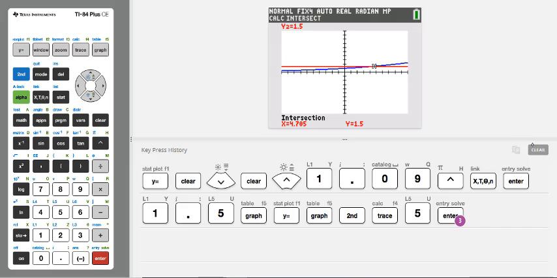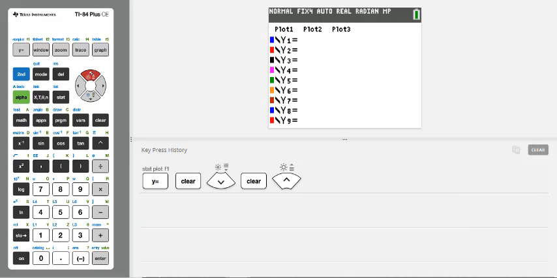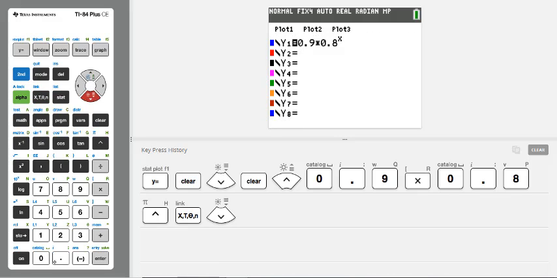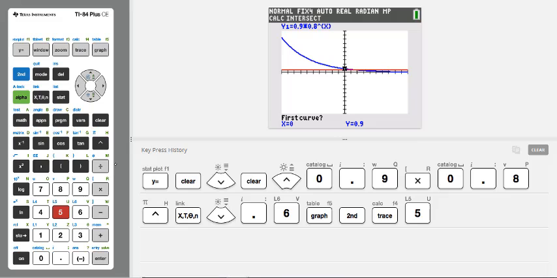So clear that. Times 0.8 raised to the x, and then 0.6, and then hit graph. In this decay, you can see that it's decreasing from left to right. The blue graph is going down continuously. And we see an intersect somewhere in here. So we'll hit second, trace, 5. Now I'm just going to move it. Enter, enter, enter, and 1.8171.